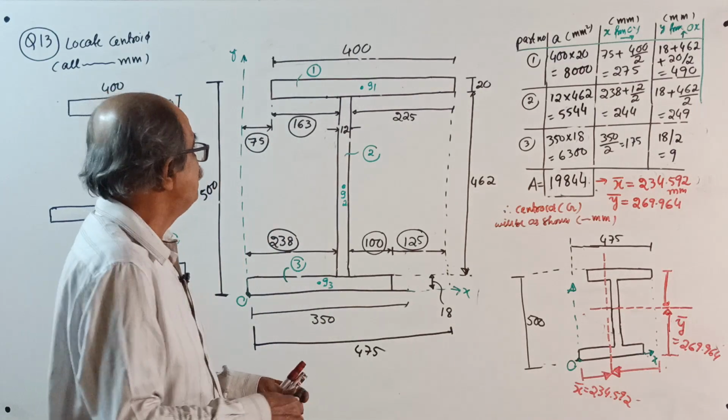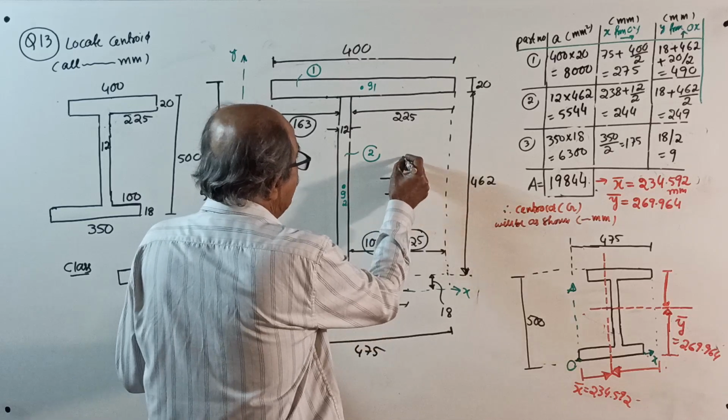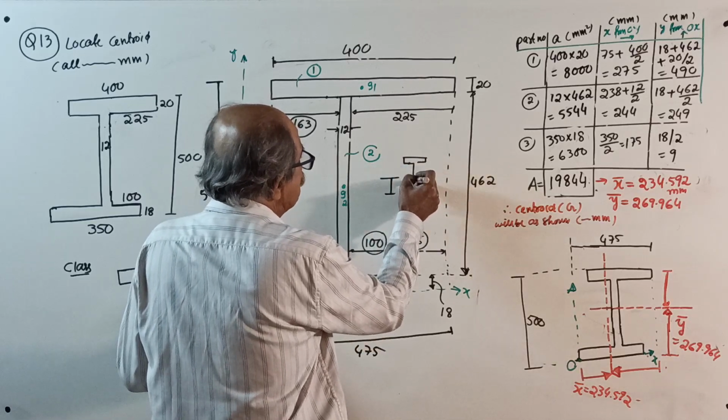What does I section mean actually? See, this is I. Actually, thickness will be there. From a distance, it looks like I.